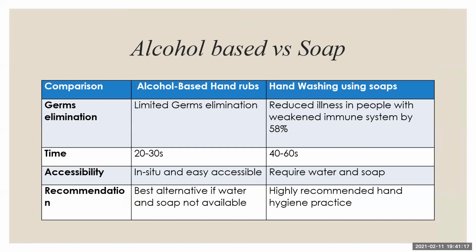Okay, so this is comparing between the alcohol swab and hand washing. First comparison is germs elimination. Alcohol has quite limited germs elimination as compared to hand wash, which can reduce illness, especially in those with a weakened immune system. The length of time required to complete alcohol-based hand rub is much shorter as compared to hand wash. And the accessibility is much easier for alcohol swab. As an example, you can see a lot of hand sanitizer being sold in small products.